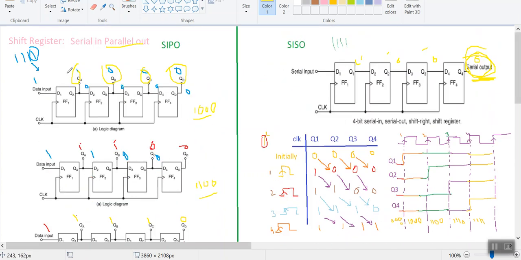So this is the concept of the serial in, parallel out register, the SIPO shift register. I am explaining here with respect to the right side. You can do it for the left side also.